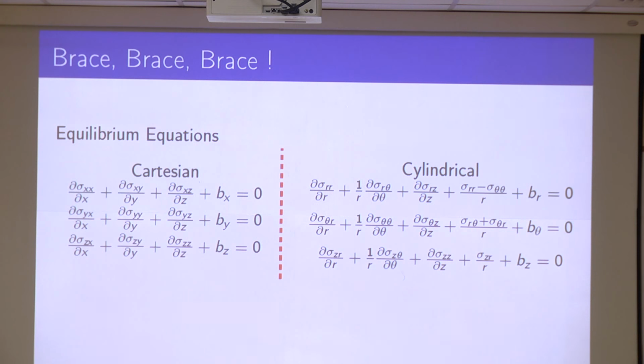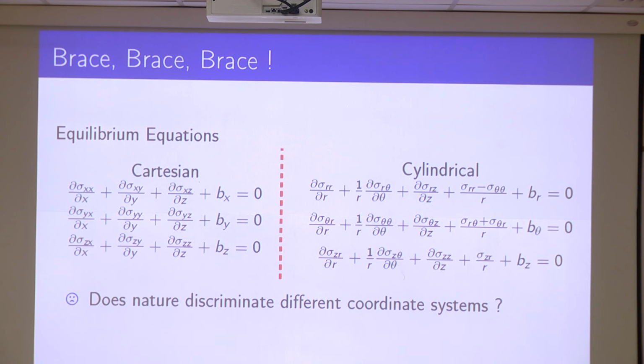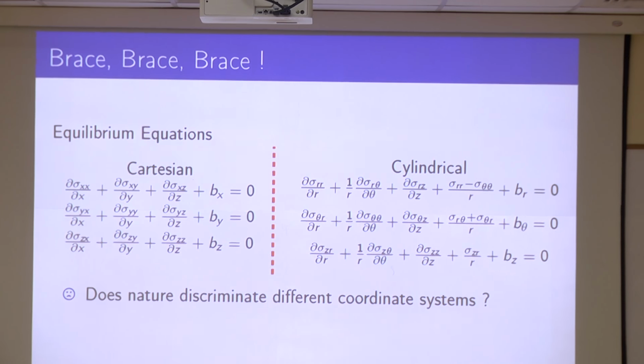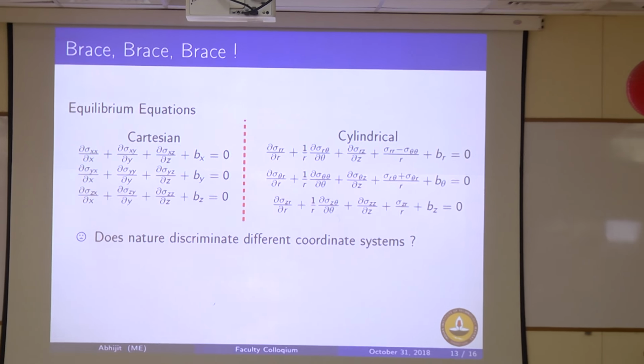Maybe my eye power needs a check, but doesn't matter. It is so very different, right? So, again my distress call goes out: does that mean Mother Nature is discriminating? If you choose a Cartesian coordinate system, you will get a slightly simpler equation. If you choose a cylindrical coordinate system, oops, 1 by r and these quantities pop out of nowhere. For a spherical coordinate system, I could possibly not write it even on this slide. If you go to even more complicated systems, non-orthogonal systems, it will be even more difficult.